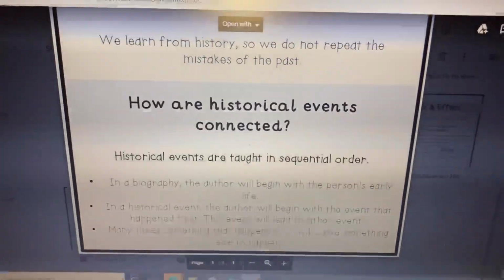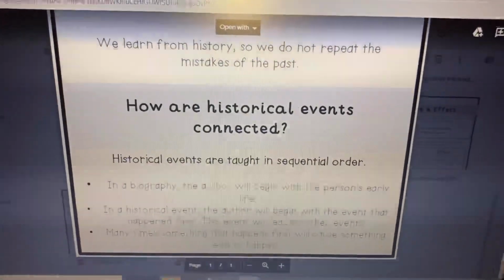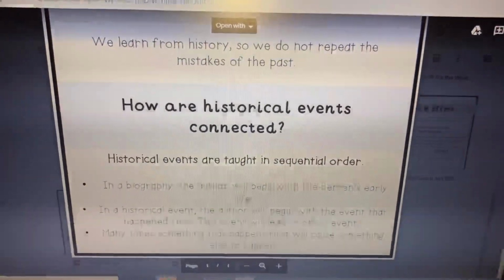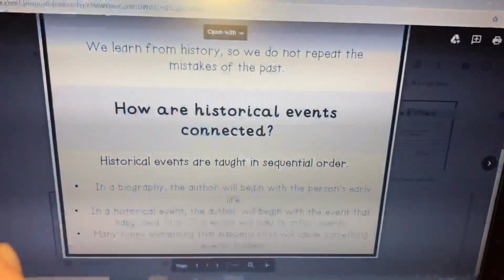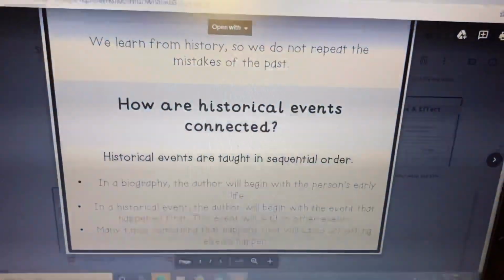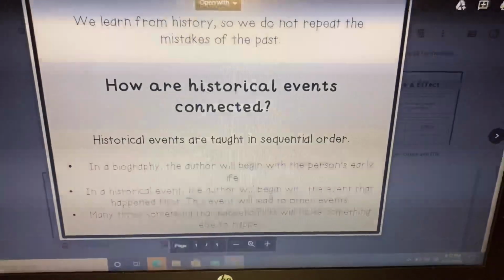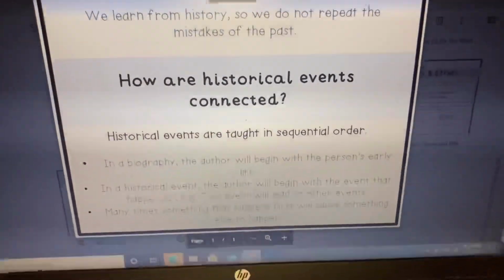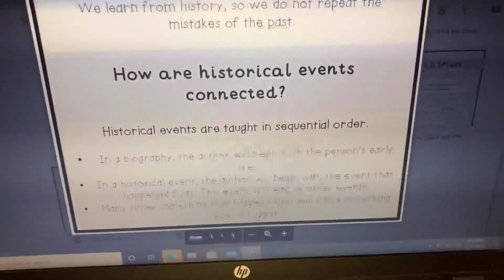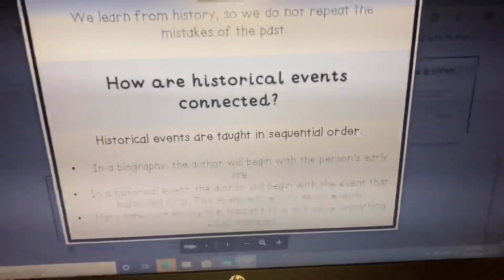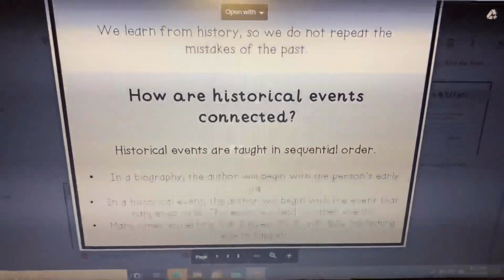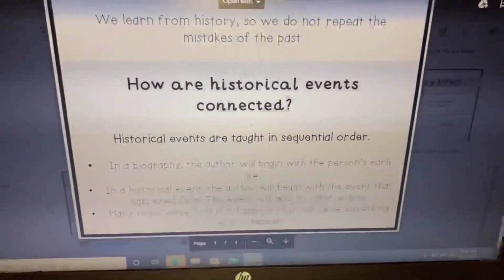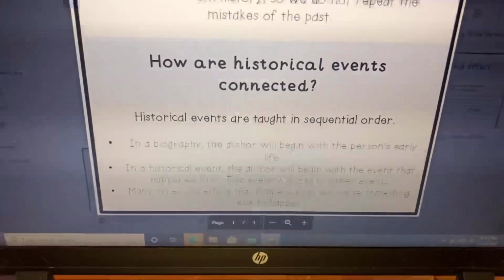How are historical events connected? So historical events are taught in sequential order. So that means from beginning, middle, and end. Just like in a biography, they start with the person when they were born, they accomplished many things, and if they passed away, maybe their end of life. Historical events will always start with something that happened first.